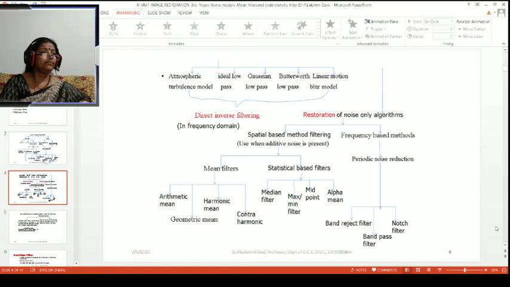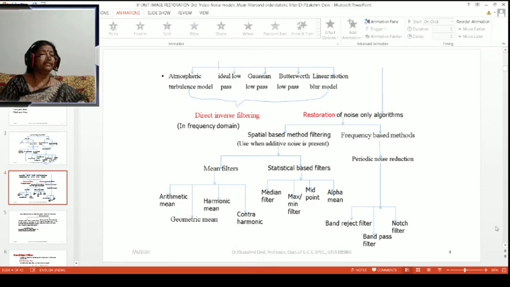Suppose you see the different methods we use for minimizing random noises: arithmetic turbulence model, ideal low pass filters, Gaussian low pass filters, Butterworth low pass filters, and linear motion blur models. All these we minimize through direct inverse filtering concepts. And for restoration, that is, how periodic noises are removed, restoration of noise happens only through algorithms. If the image is affected only by noise, what are the different algorithms we have to restore that image?